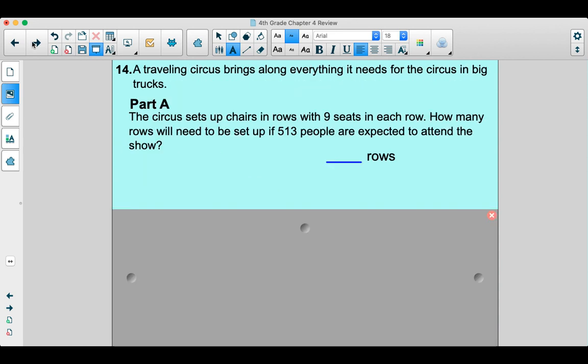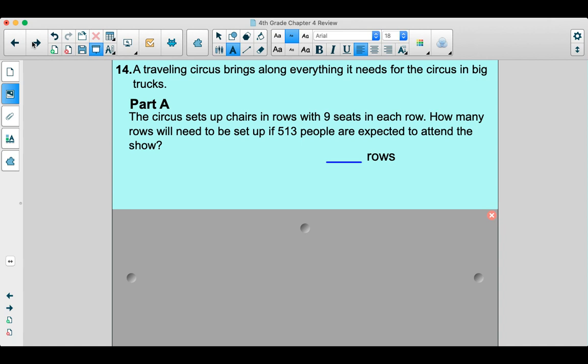Number 14, here it comes. A traveling circus brings along everything it needs for the circus in big trucks. Okay, get that picture in your head. Giant circus truck. All the supplies are going in this truck. Part A. The circus sets up chairs in rows with 9 seats in each row. How many rows will need to be set up if 513 people are expected to attend the show?